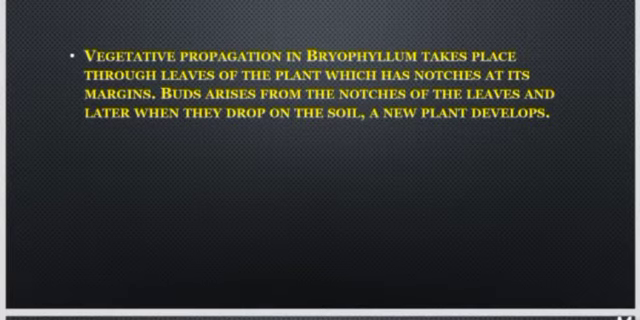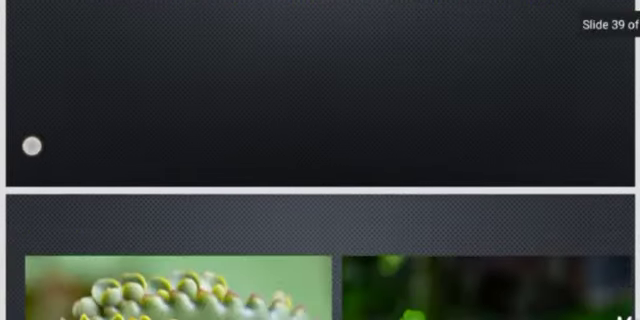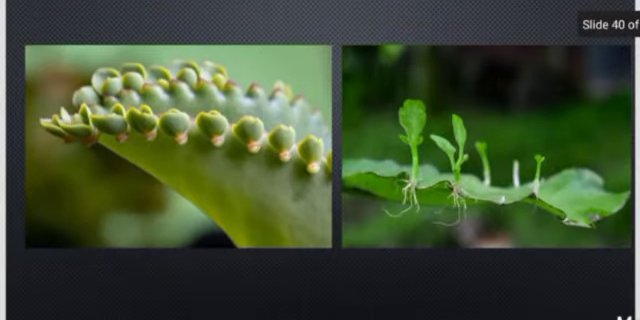The examples here are bryophyllum and begonia. Here you can see the pictures of bryophyllum, where you can see small leaf buds or leaflets coming from the margin of the leaves. So the small notches will be there at the margin of the leaves, and through the notches they are developing the leaf buds or leaflets.